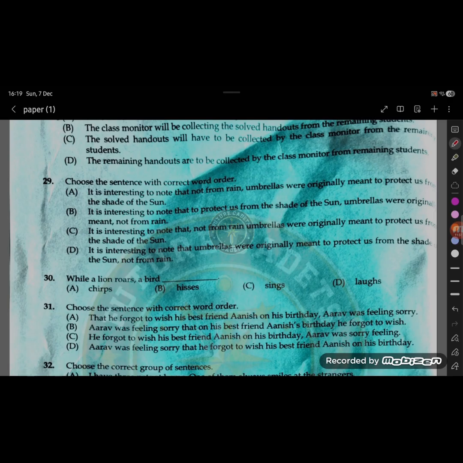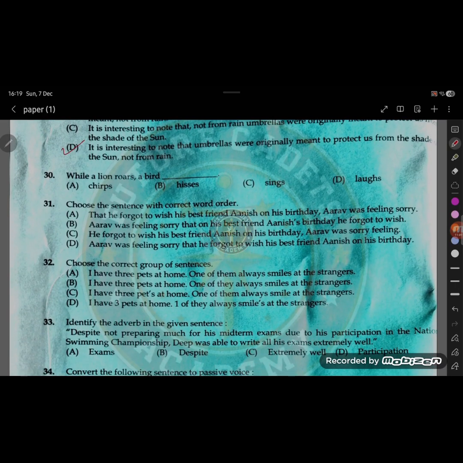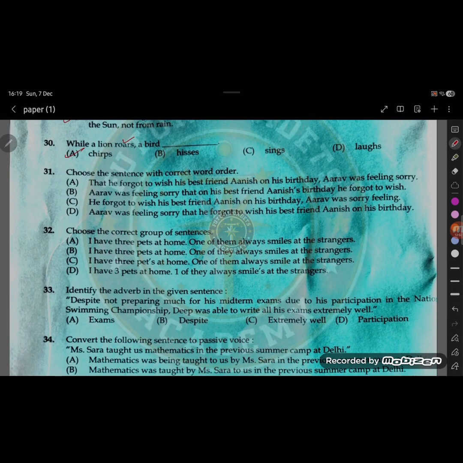Now question number 29. Correct word order. Very interesting, a very rewarding question. Here it's D. You can read and check what you have marked. Question number 30. While a lion roars, a bird. So it's about identifying the sound. A lion roars, a bird chirps. Right? And question number 31.